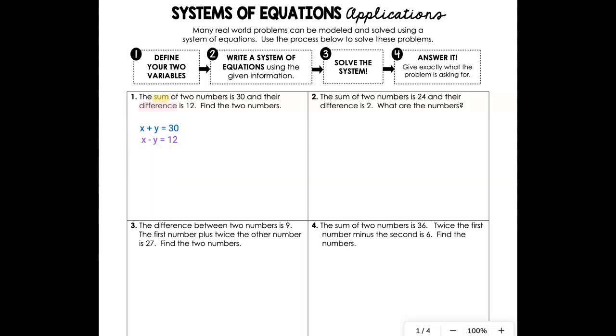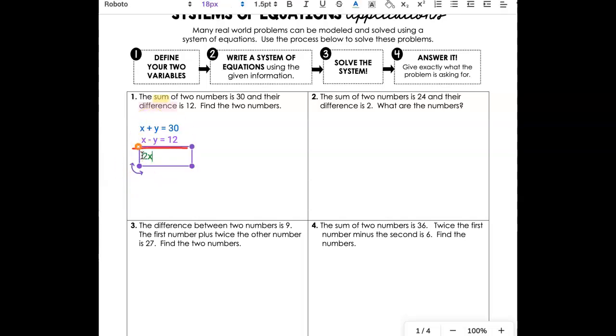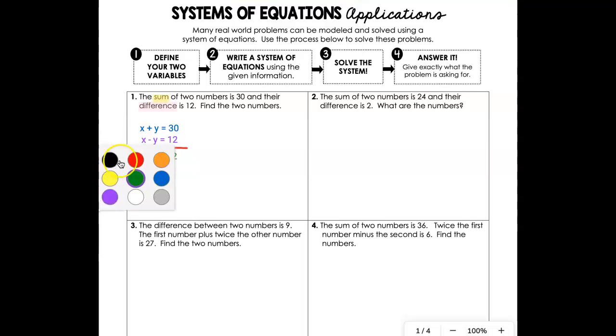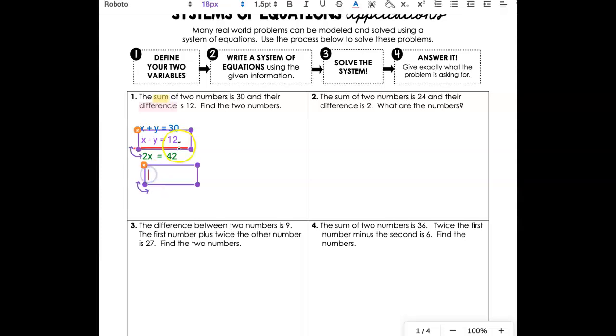For this one, I would probably use elimination, because I noticed that when I add straight down, my y's will cancel. So adding straight down, x plus x is going to give me 2x. My positive y and my negative y will cancel. And then adding my numbers, 30 plus 12 is 42. So then when I divide both sides by 2, we'll get that x is 21.